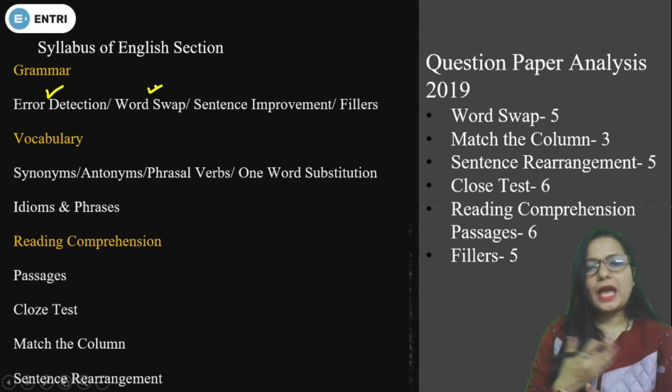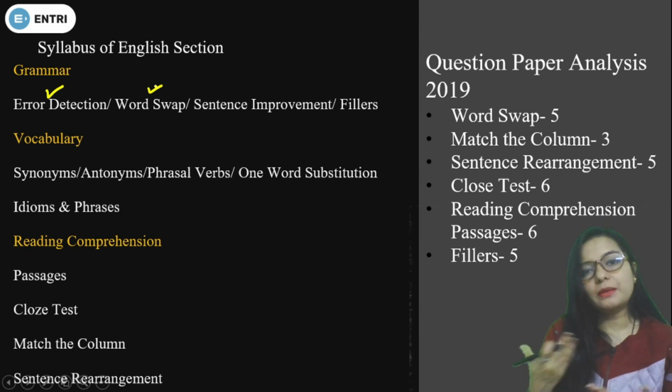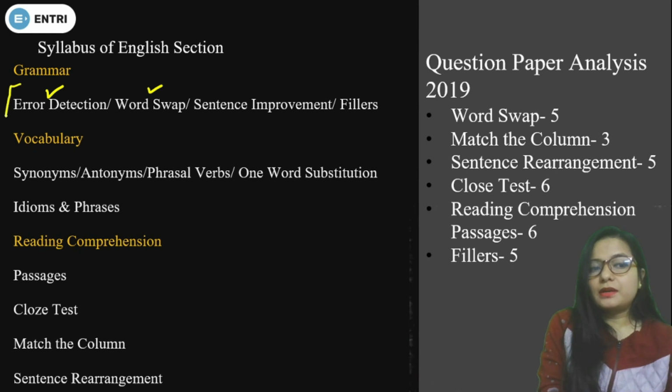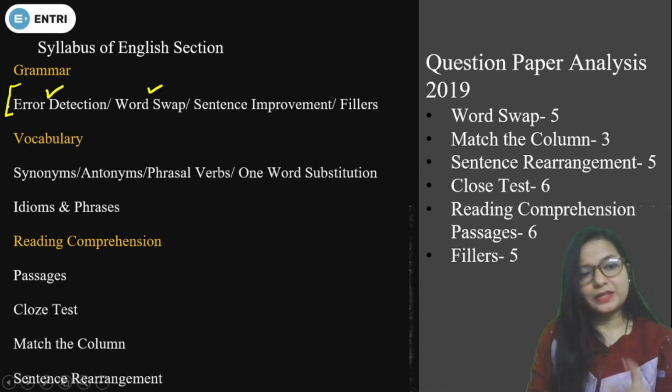Then there is sentence improvement, again where you have a statement or a sentence and you have to improve it if required, and then you have filling the blanks. We call them fillers also. I have placed this section in the grammar category because it is based on your knowledge of grammar.